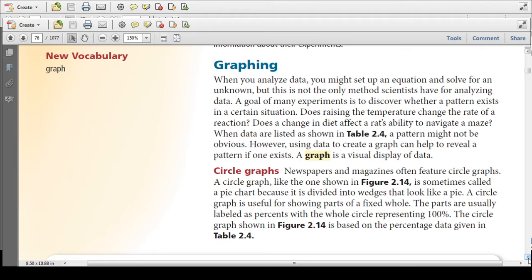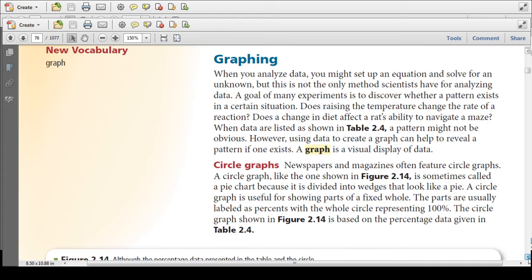Using data to create a graph can help to reveal a pattern if one exists. A graph is a visual display of data.